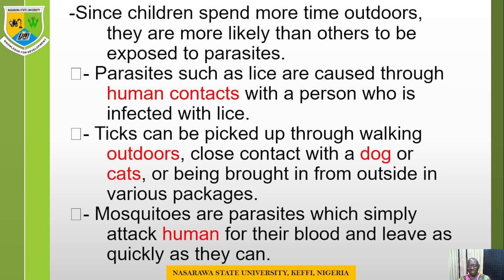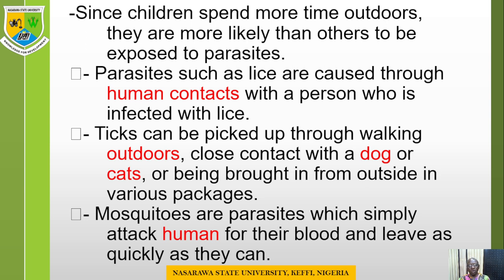Parasites such as lice are caused through human contact with a person who is infected with lice, particularly head lice. It is very easily transmitted, as head meets head in play, in sleeping together. Alright? Particularly among children, and even among adults. Easy passing from one head to another, meaning human contact is established.